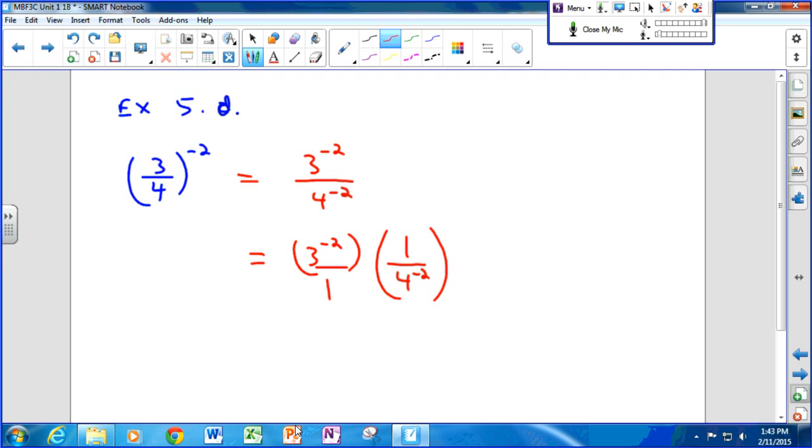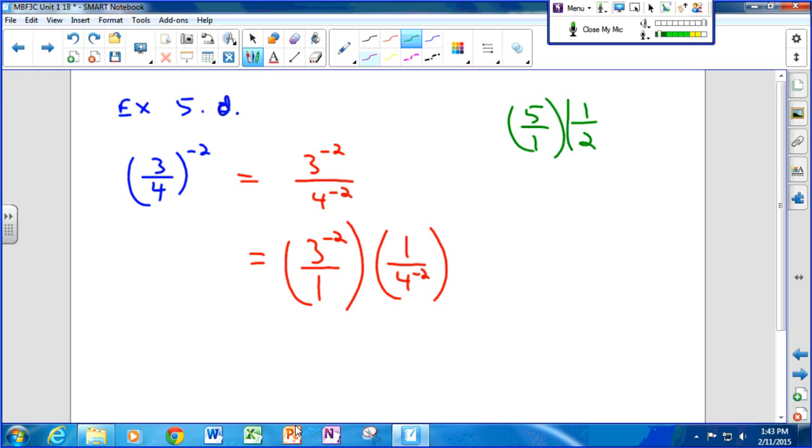Every number we write can be over 1. Wow, I just made a mess of that. All right, 3 to the power negative 2 over 1. And the reason we can write it this way, if you remember, is that if we're multiplying fractions, like 5 times 1 over 1 times 2, all we do is multiply across. 5 times 1 is 5, and then 1 times 2 is 2. Okay, so that's why this works.